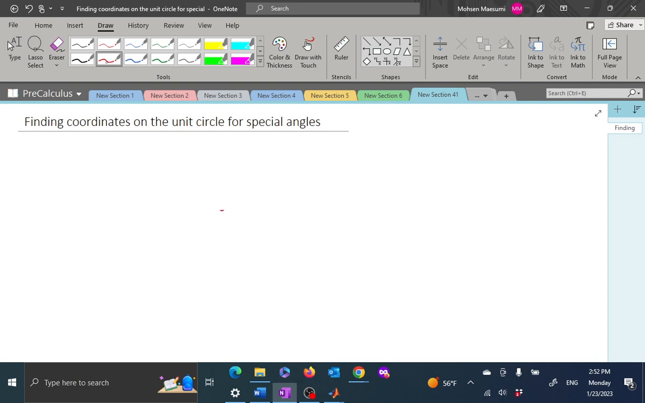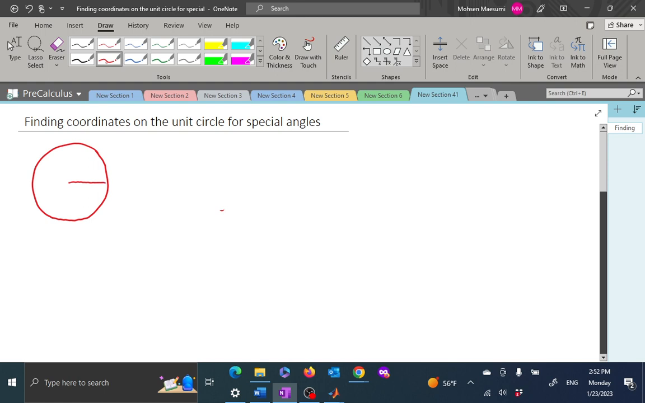So what is a unit circle? Of course, a unit circle is a circle of radius 1. Okay, so radius is equal to 1. Next, we are going to be traveling on this circle. There are certain special landmarks. We are going to refer to them as special angles. They are kind of easy to work with.